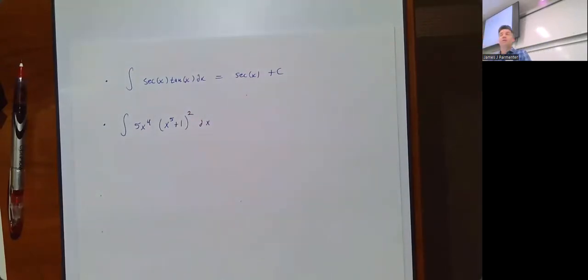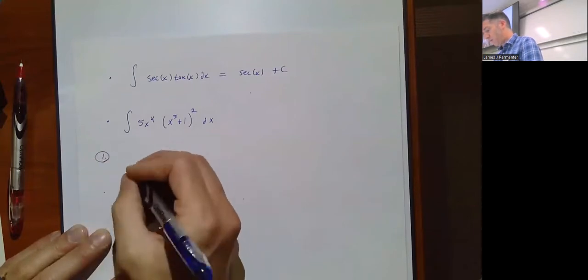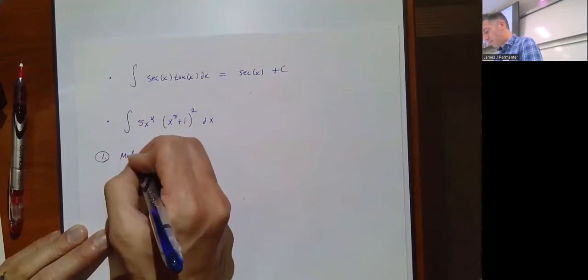This is certainly not so heinous that we couldn't multiply it out. Now, if it was x to the 5th plus 1 to the 20th power, although technically one could multiply that out, it's got a lot of terms. You don't want to do that, and we're not going to do that. But let's multiply this one out first. So we're going to do this two different ways. The first way is just to multiply it out.